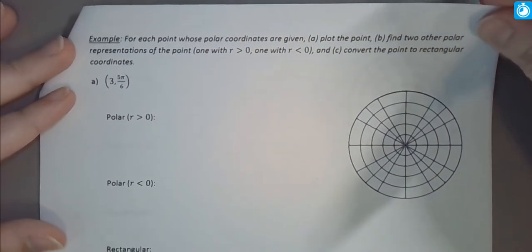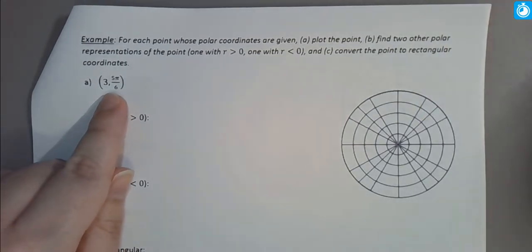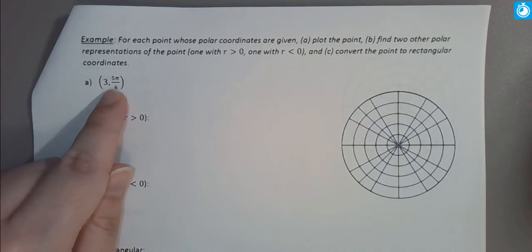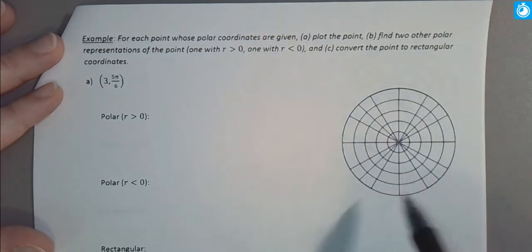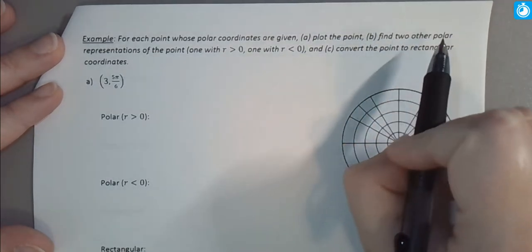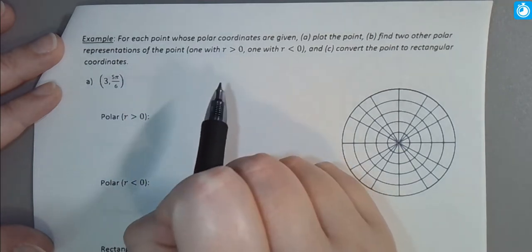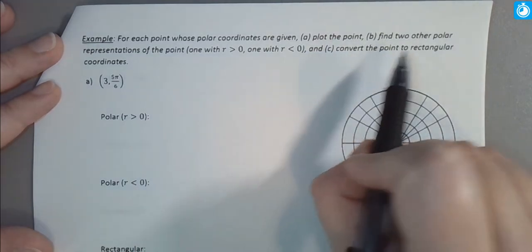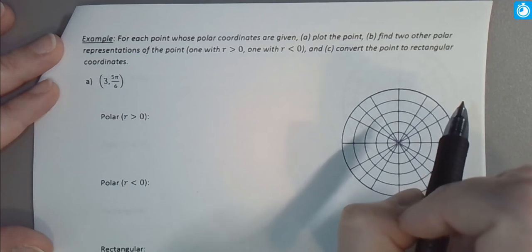So for these next few examples, we want to do a few different things. Okay, so we've been given a point in polar coordinates. We've been given r and theta. R is always the first coordinate, theta is always the second coordinate. And the first thing we want to do is plot the point, plot it in the polar plane. We want to find two other polar representations of the point. So one where r is greater than 0, one where r is less than 0. And then we also want to convert the point to rectangular coordinates using those conversions.